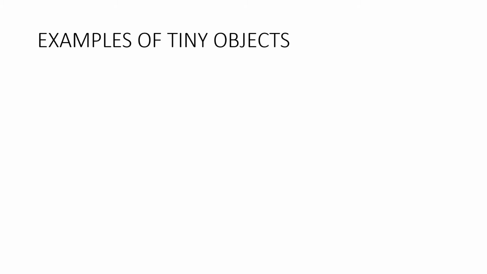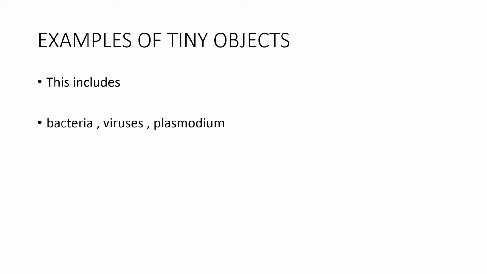So generally, the tiny objects that we view in the lab include the bacteria. Bacteria is a cell on its own, but it's a prokaryote. It's a prokaryotic cell. Then the viruses. Viruses are eukaryotic cells, they lack nucleus. Then we have the plasmodium, it's a protist. The plasmodium is also unicellular, and these are all things that cannot be seen with the use of the eye.